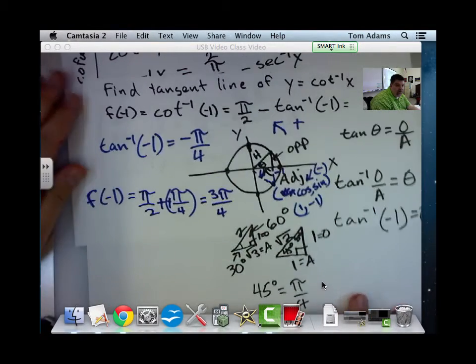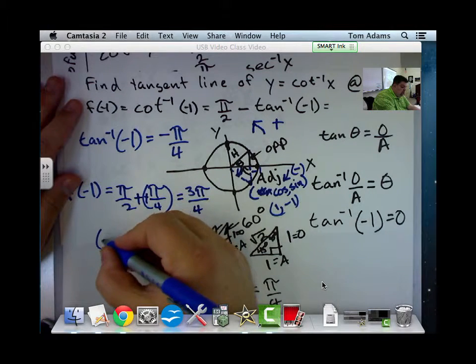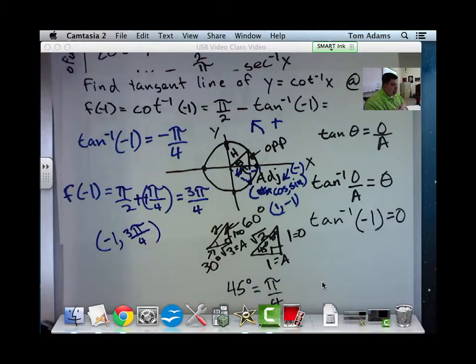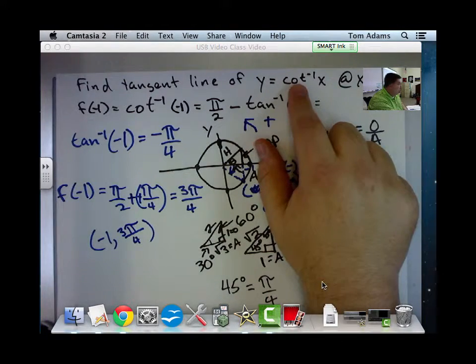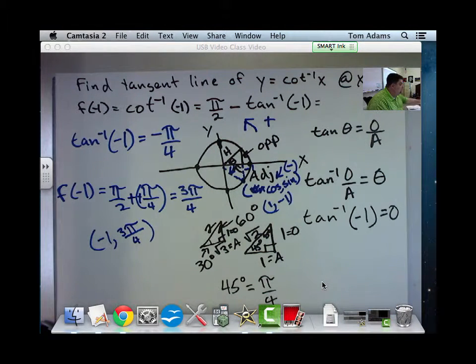So I did all that work to find out that the point on the line exists, and that point is -1 comma 3 pi over 4. And I'm going to need that to write the tangent line, right? The next thing I need is the slope. How do I find the slope? I've got to take the derivative, dy dx, right? Now before I move forward, I know this is a lot to soak in. Does anyone have any questions about how I got the things that I have written on the paper? Because there's a lot of stuff there.